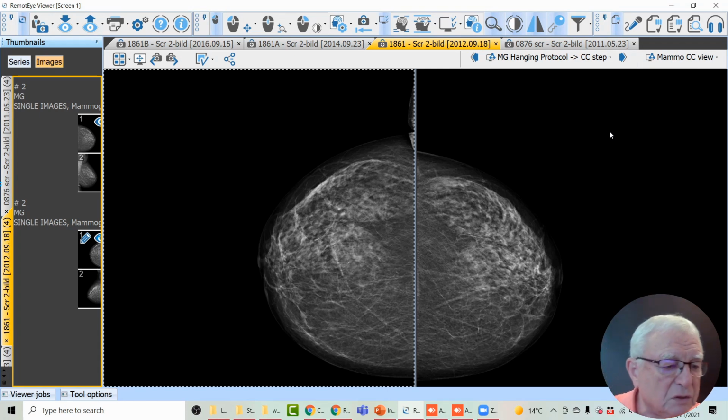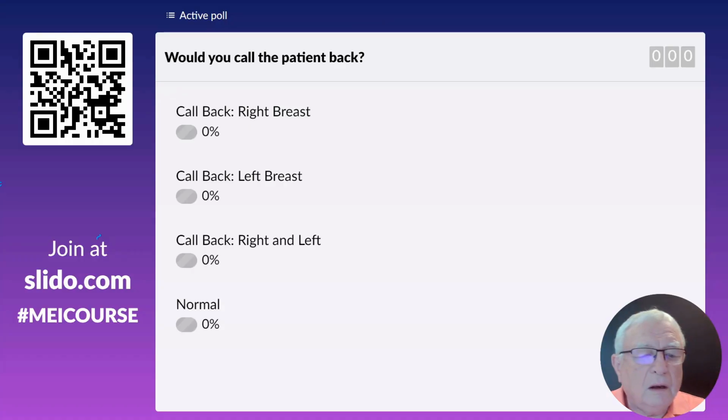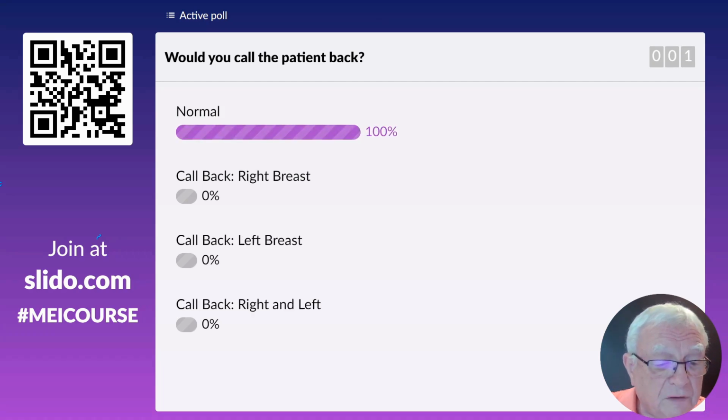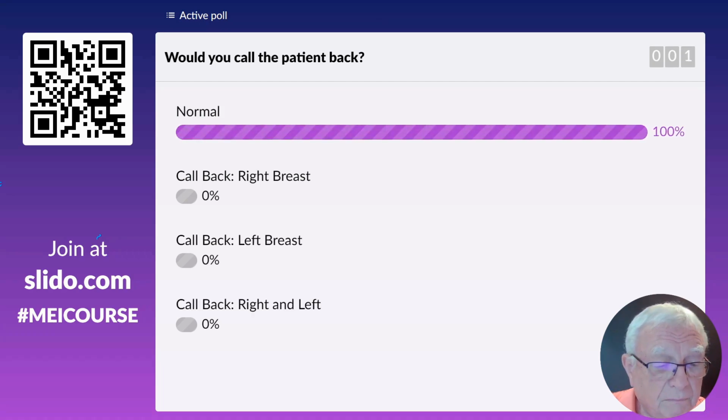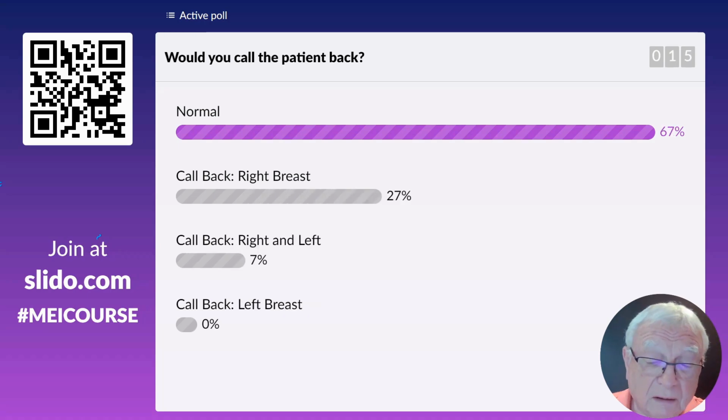In that case, let me ask you a question. And the question is on the Slido. Would you call her back? You have to answer two questions, right or left. Somebody wants to call her back for the right breast. Right and left breast, okay. Good enough. You see how it evolves?